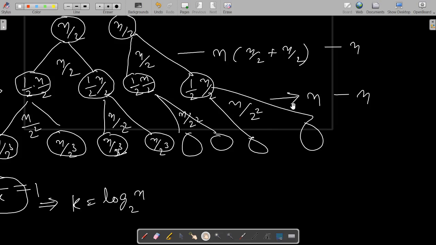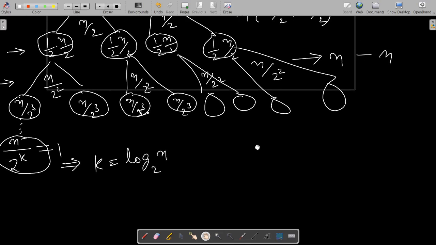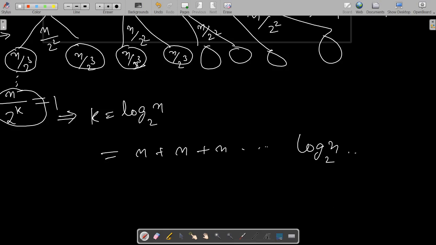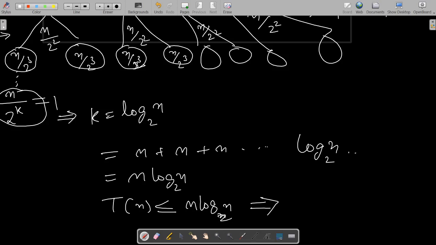So if we want to know the total number of operations involved in this process, those operations would be n plus n plus n, till log n base 2 times. So the total number of operations is n log n. This is the maximum number of operations possible for this tree. Now T(n) would definitely be less than or equal to n log n base 2, and from here we can conclude that T(n) is big O of n log n.